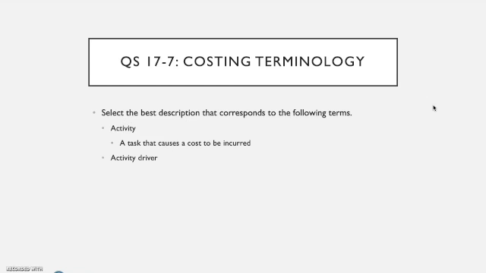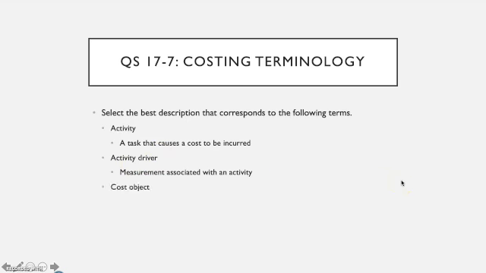An activity driver. That is going to be a measurement associated with an activity. So there can be multiple different kinds. I would say the most commonly used activity driver would be number of hours. It could also be number of employees or something along those lines. And some companies and industries would also refer to this as a cost driver instead of an activity driver, but they would mean the same thing.